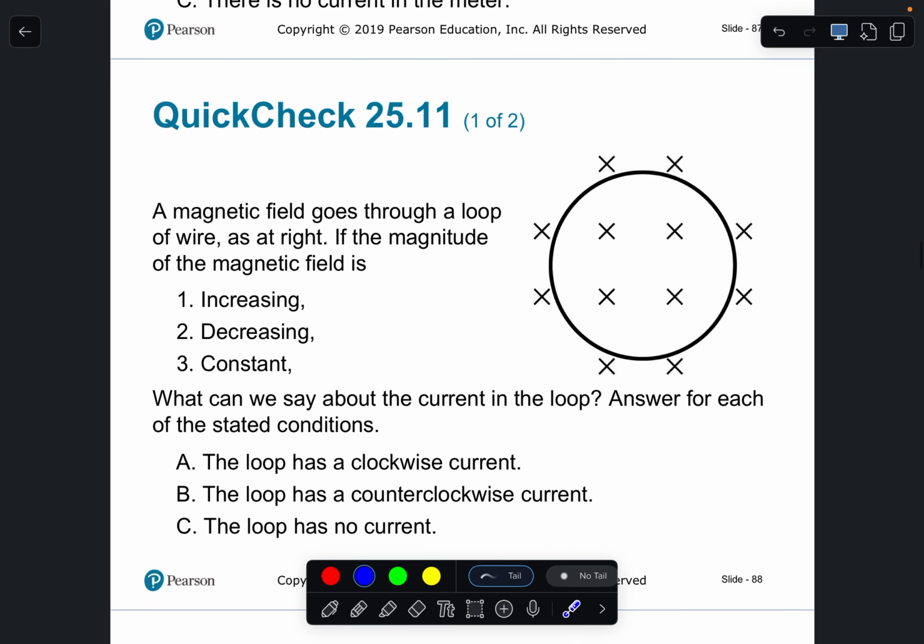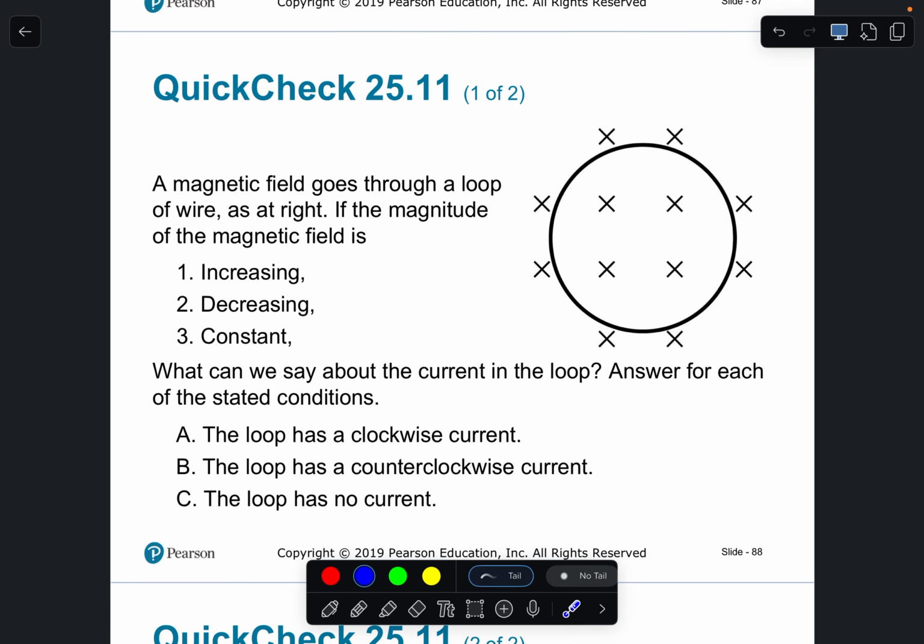All right, what about this? So we've got a magnetic field going through a loop of wire. Okay, magnetic field, the X's mean pointing into the page. So B is pointing into the page, B of whatever the magnet, whatever is creating that, right? Into page.